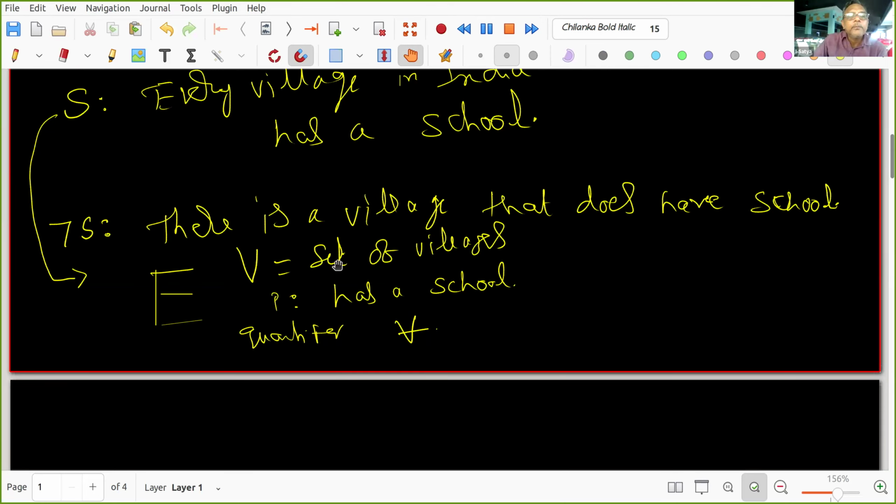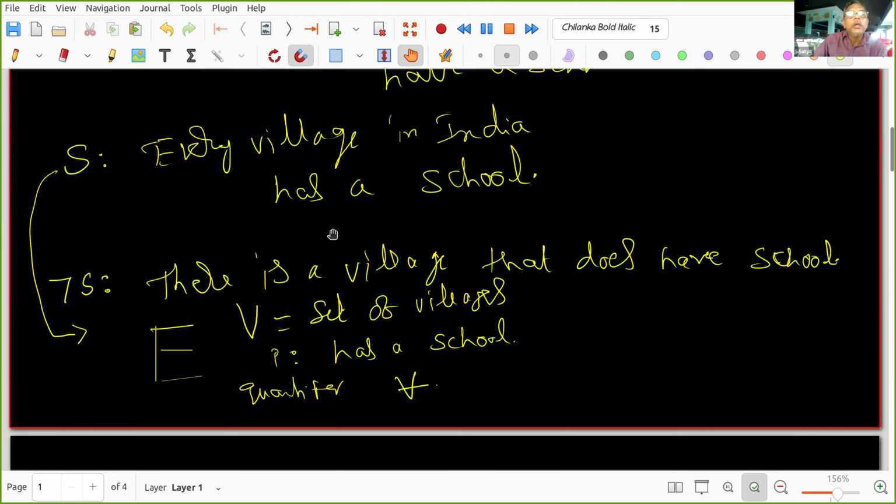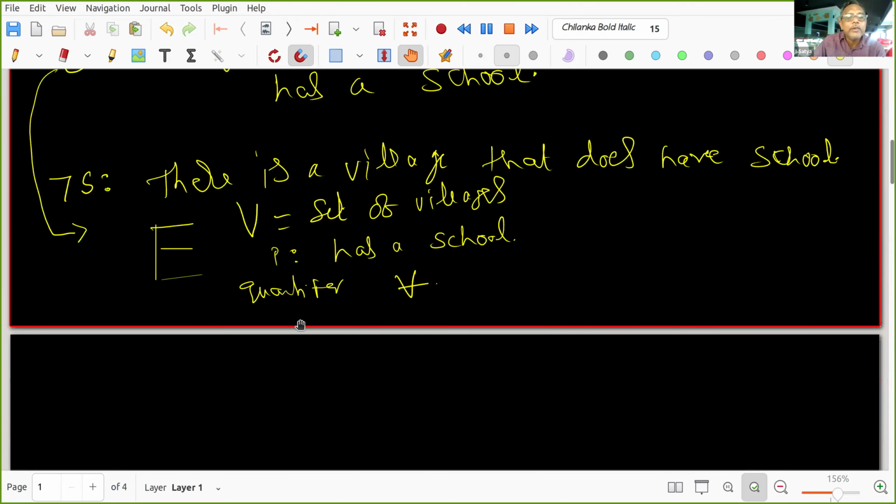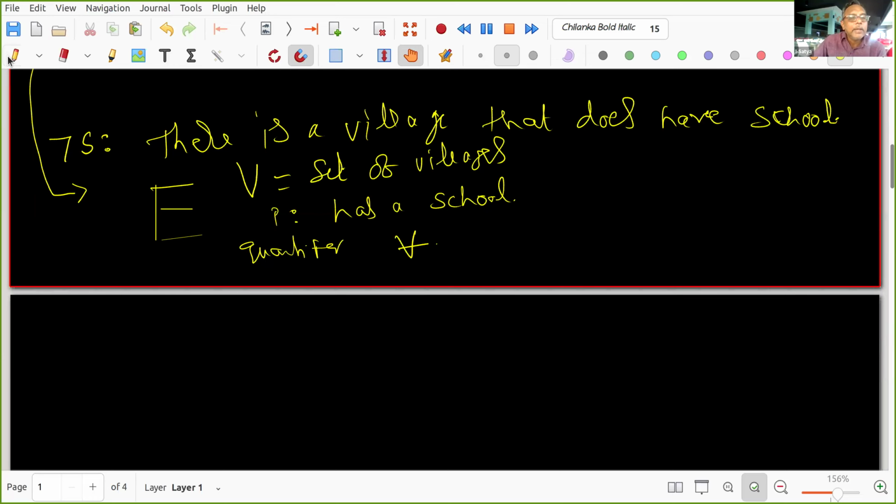So whenever we have a statement like every village in India has a school, to write the mathematical version, we need to ask 3 questions to ourselves. First, what is the set involved, what is the property, and what is the quantifier, right? Now one of you can tell its mathematical version. How do you write it?